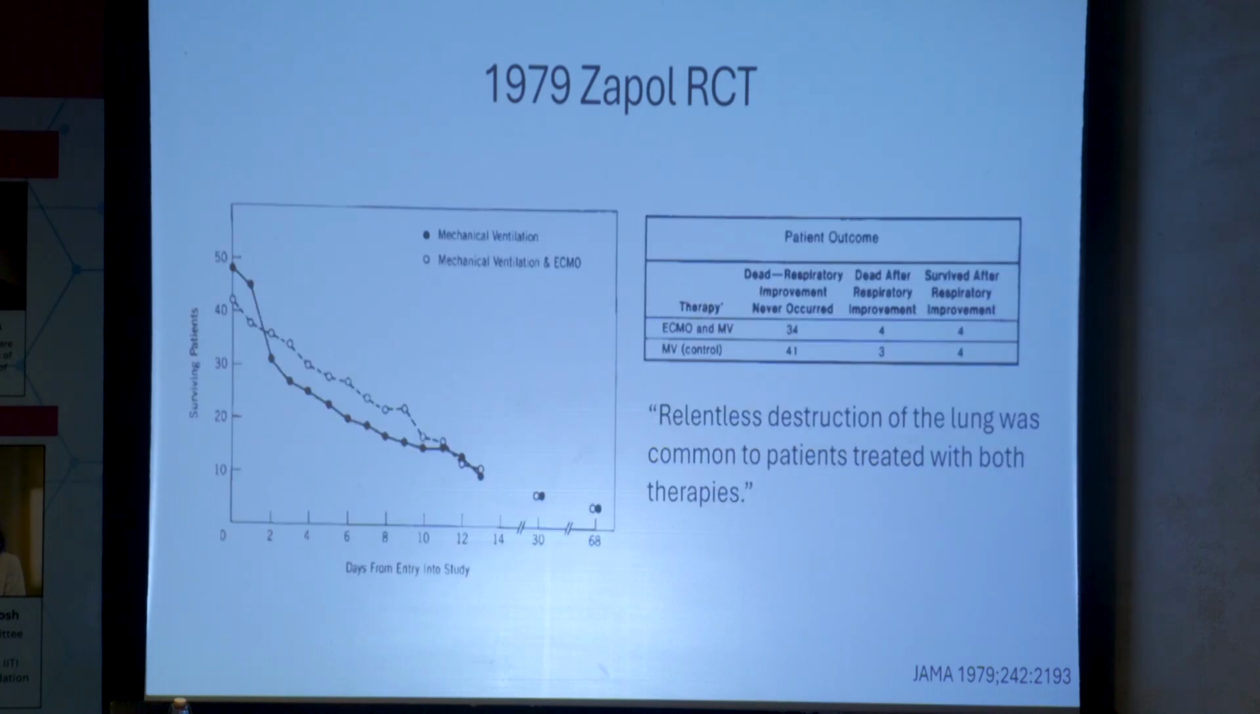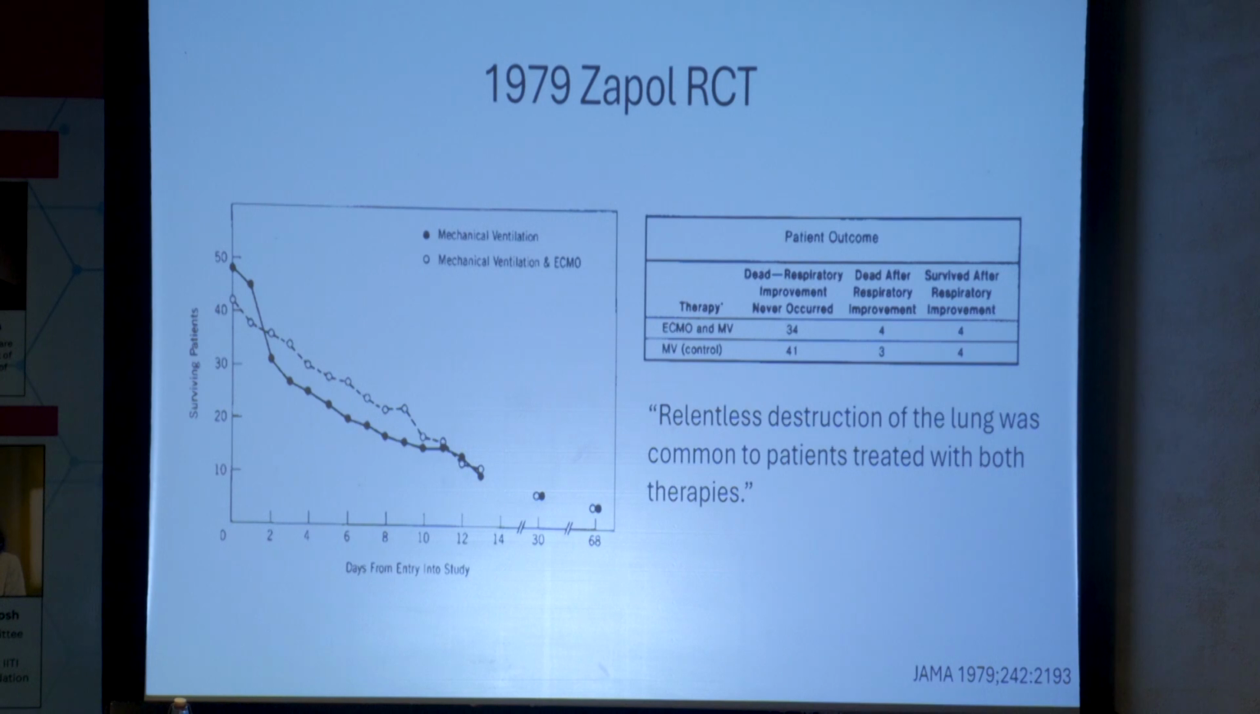There's the survival curves on the left, and you can see 2 lines which kind of crisscross each other, but what's most impressive is they both go down very steadily. And of these 90 total patients, those who survived after respiratory improvement were 4 on the ECMO side and 4 on the mechanical ventilation side. So well over 3/4 of the patients died during the trial, equally in both groups.